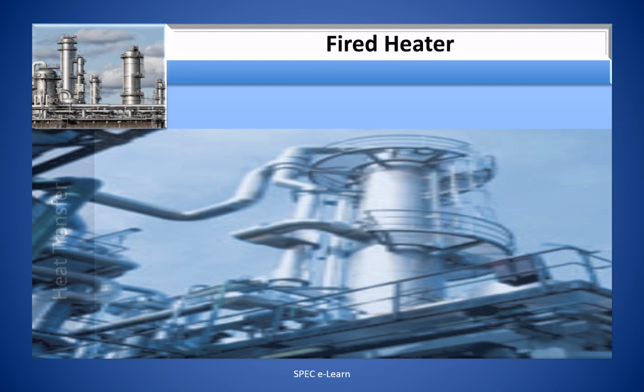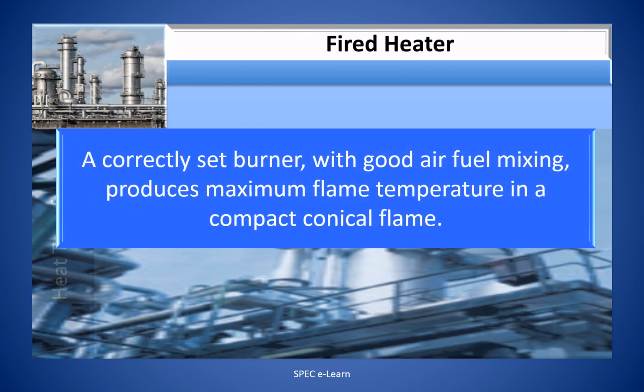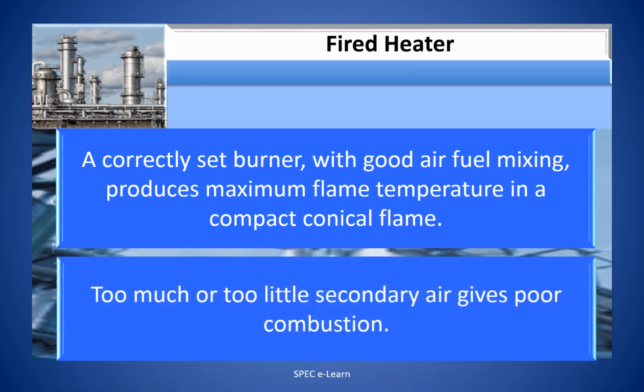A correctly set burner with good air and fuel mixing produces maximum flame temperature in a compact conical flame. Too much or too little secondary air gives poor combustion. A minimum excess air level is required for complete combustion, but too much excess air reduces flame temperature and drops efficiency.